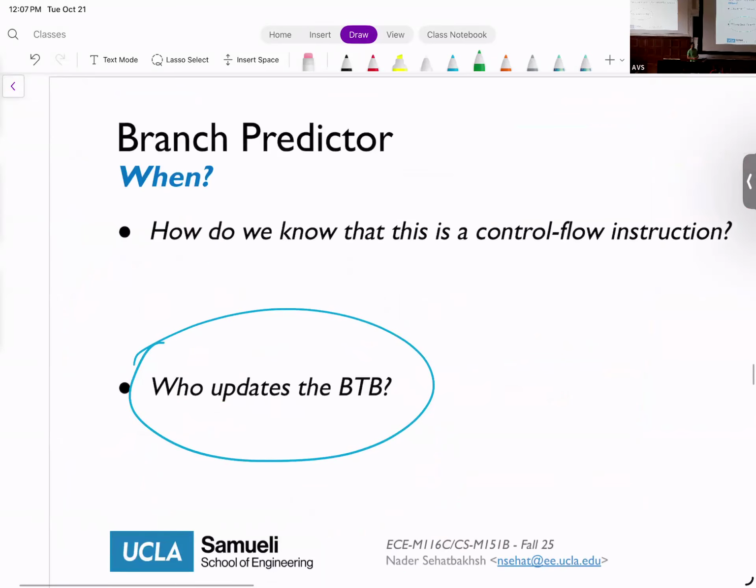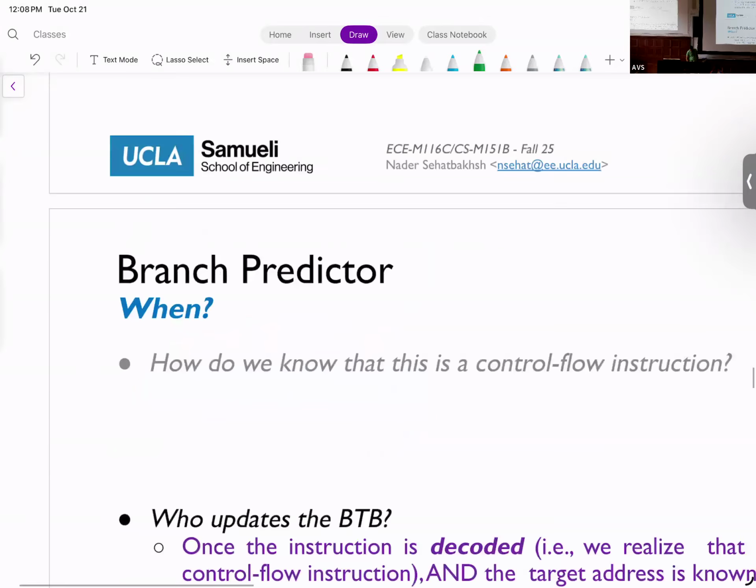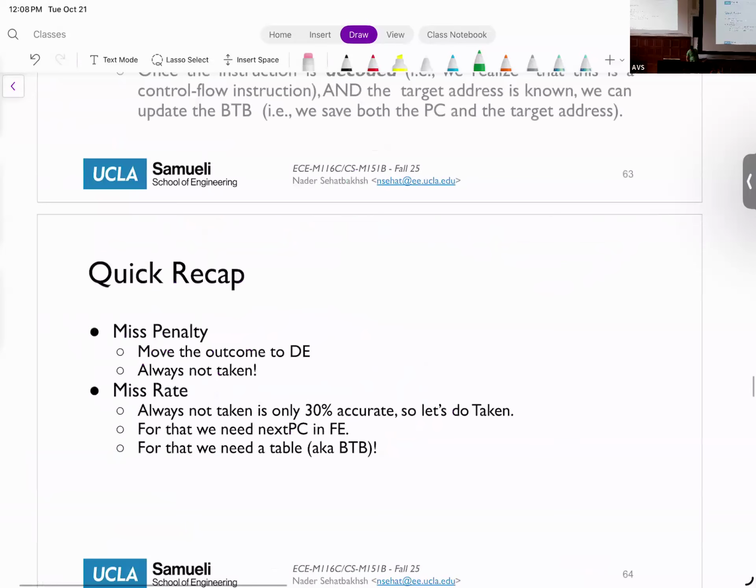And then we talked about details of the BTB: who updates the BTB, and how do we guarantee that the BTB always works. We said that the way we update the BTB is whenever we know in the decode stage that this is indeed a branch instruction, and we know the actual target address of that branch, that's where we update the BTB. As a result, we always guarantee that the things inside the BTB are the correct branch addresses, okay? So that was the main thing.